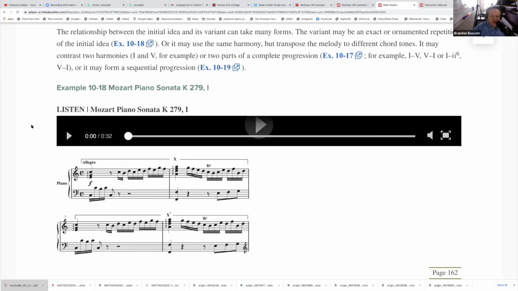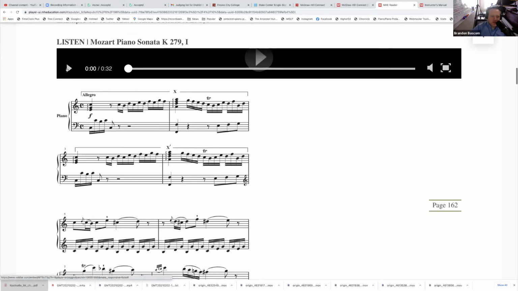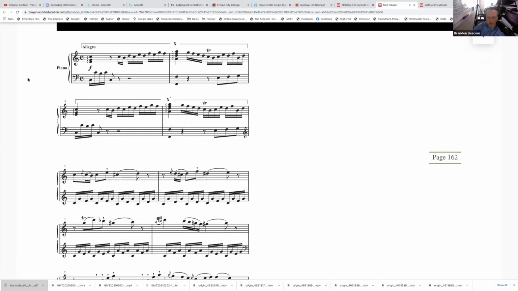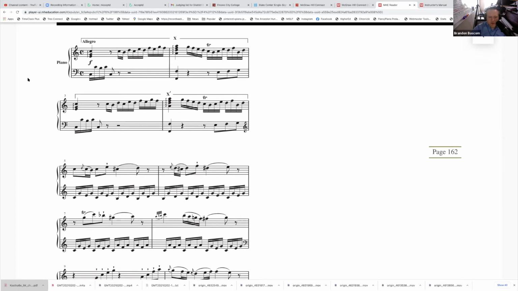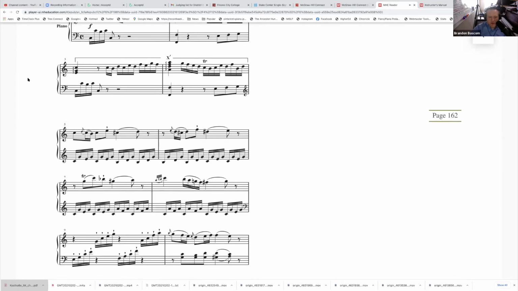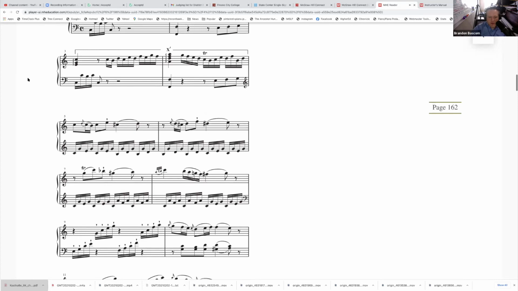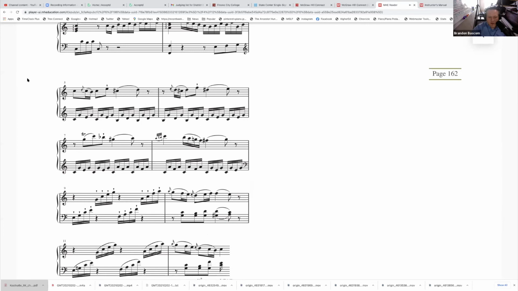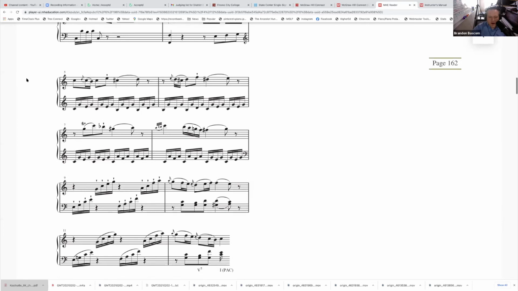Let's go to 10-18 first. Here's X. Example 10-18. Deceptive cadence.